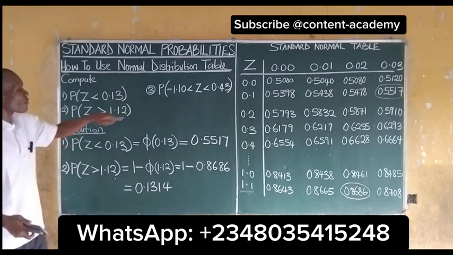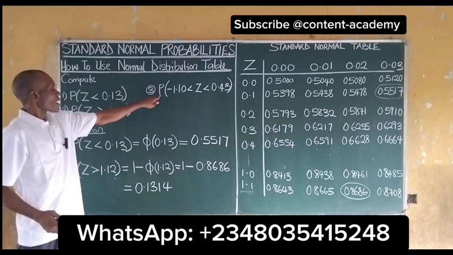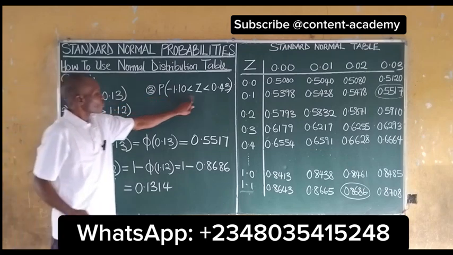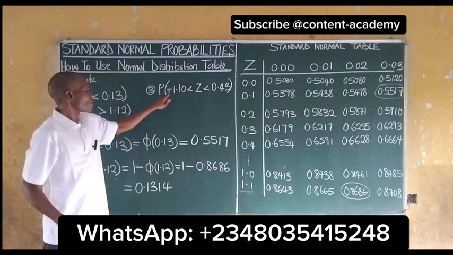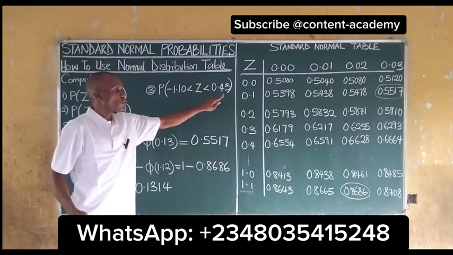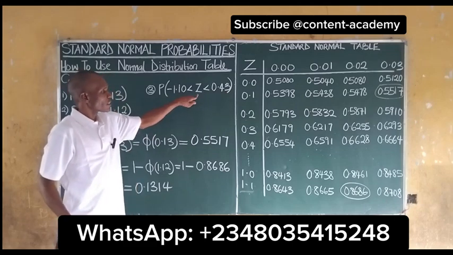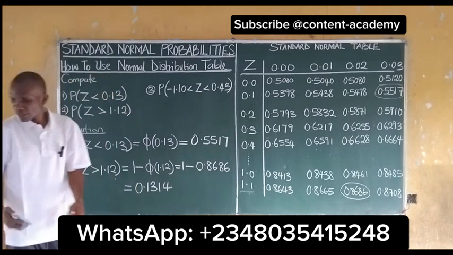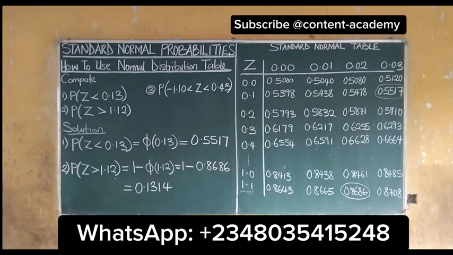Now we have another one, which is our probability, which lies between an interval of negative 1.10 and 0.43. So how do we determine that from the table? How do we determine this? So we'll have to clean this part of the board to do that.